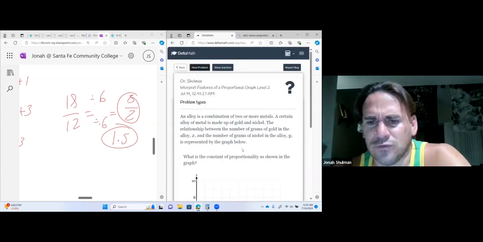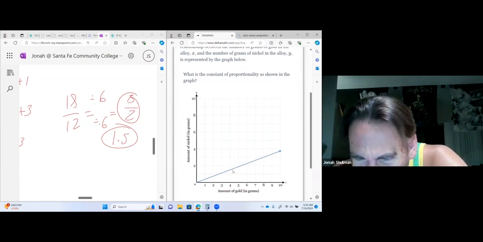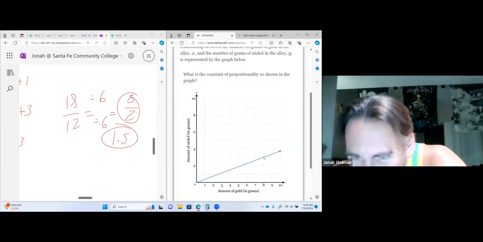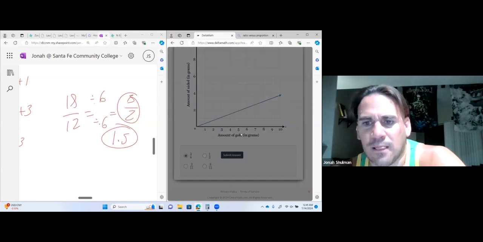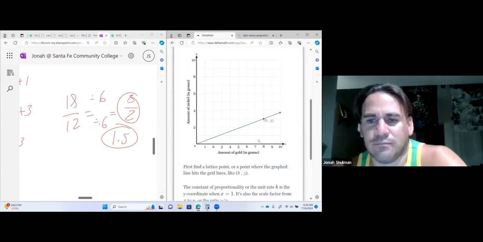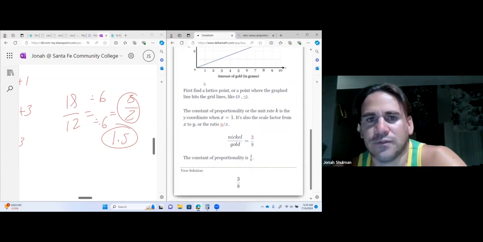Let's do one more just for fun. Where's the perfect cross? It's right here. So it's 8, 3/8. Cool. Beautiful. 3/8.